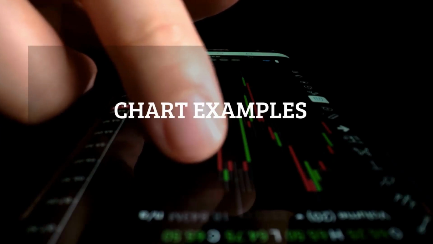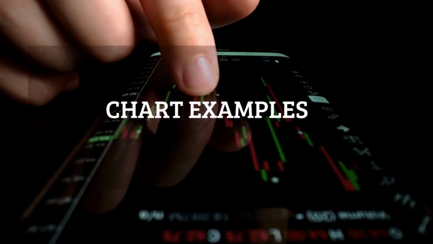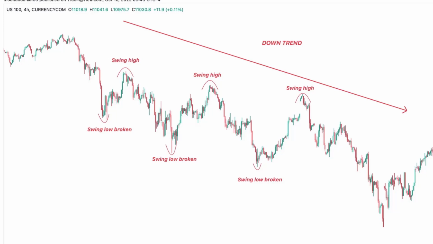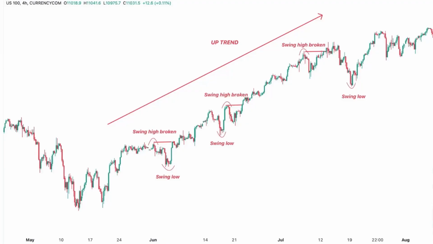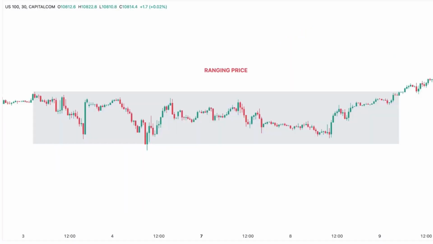Let's move on now to the chart to see some real examples and get the difference. This is an example from the chart. As you can see, the structure is bearish because price is forming lower lows and lower highs. In this second chart example, we have a bullish structure because price is forming higher highs and higher lows. In this third example, price is creating equal lows and equal highs. So we are in a ranging market structure.